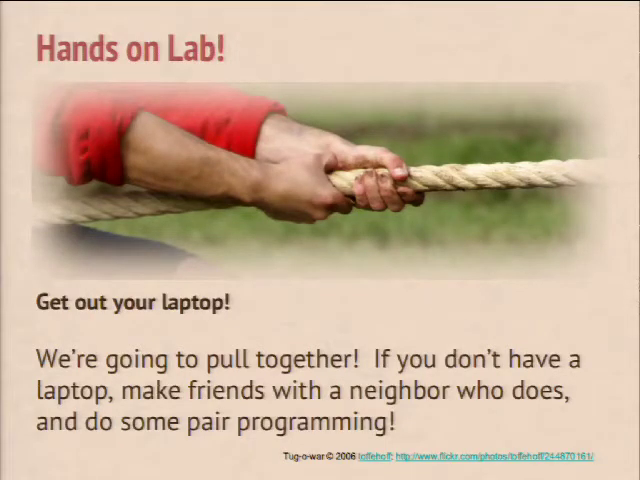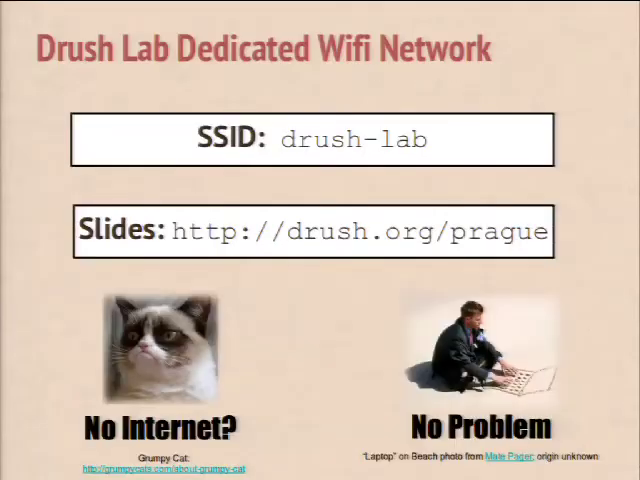All right, good afternoon. It's great to see everyone here today. First of all, I want to tell you a little bit about our backup plan. I was told that we should count on the internet failing. And so I've done exactly that. If for some reason you can no longer use the internet, you can switch over to our access point, which has an SSID of Drush Lab. If you're hooked up to this access point, you won't have any internet whatsoever, but that's no problem, because you're going to be able to pull the slides up from drush.org/Prague, and you're also going to be able to run Drush PM download for any 7.x contrib module.